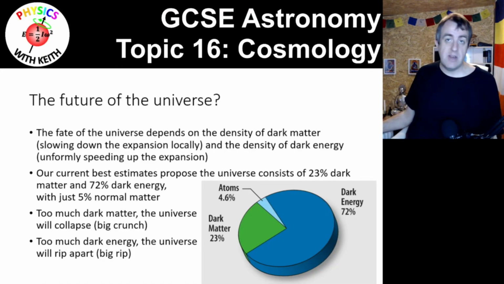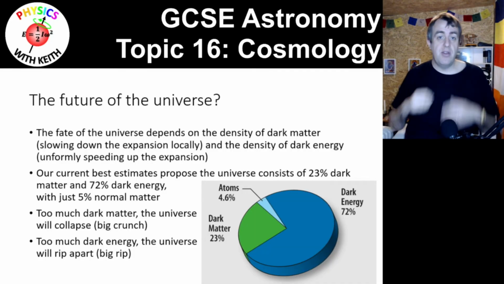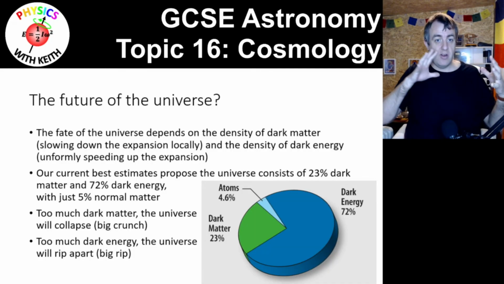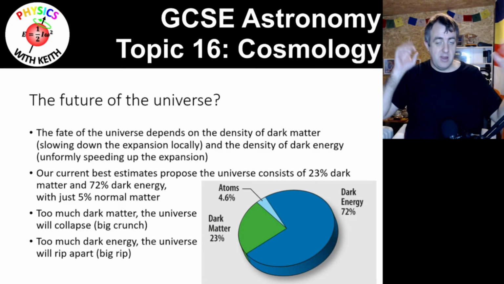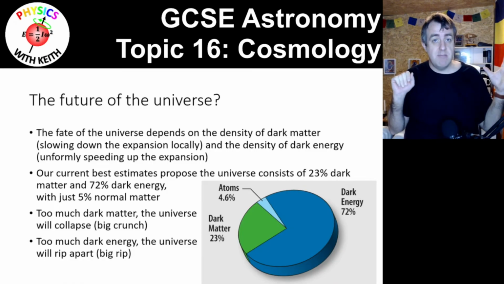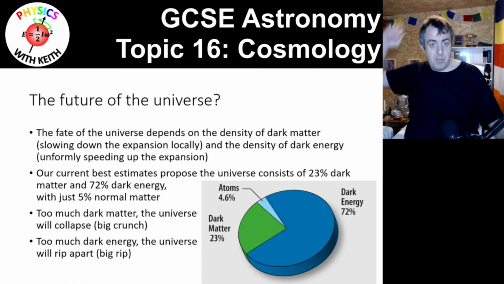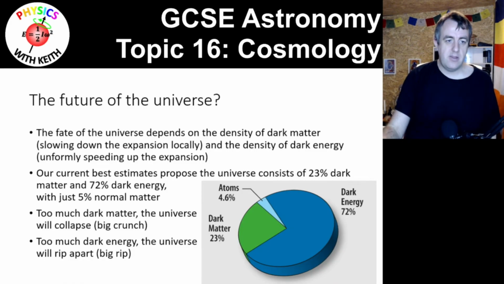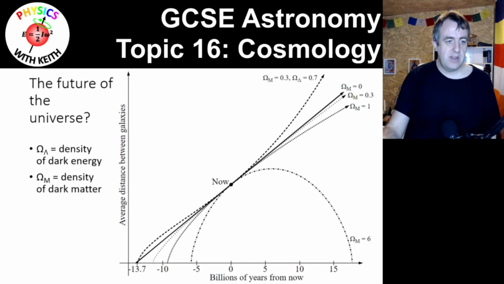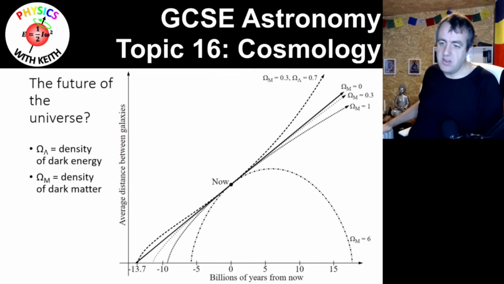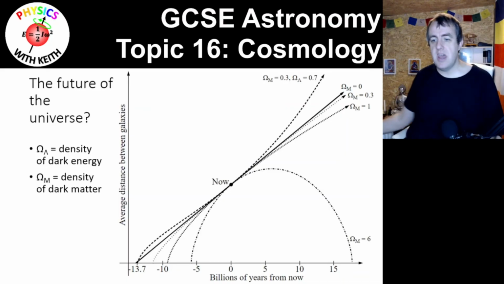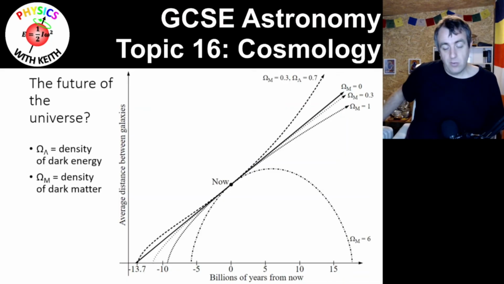Alternatively, we could have a little bit more dark energy than dark matter, and in that case, rather than the expansion carrying on slowly forever and ever, or even accelerating as it is, it could accelerate by such an amount that it's an observable ripping of the universe. Which sounds terrifying. So this is a graph, and you can see average distance between galaxies on the y-axis.